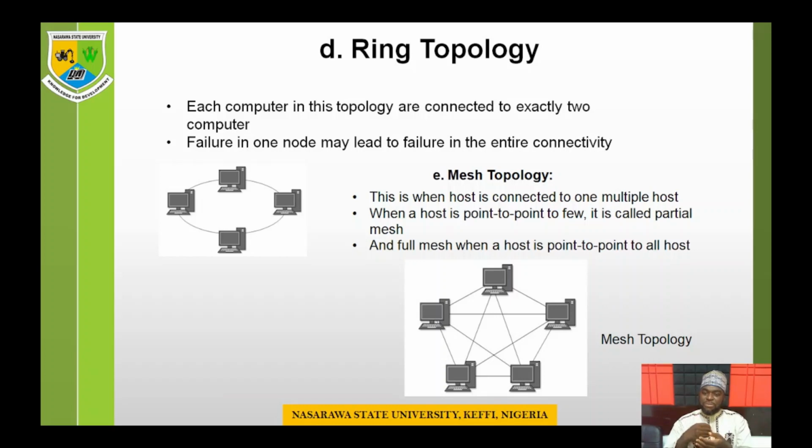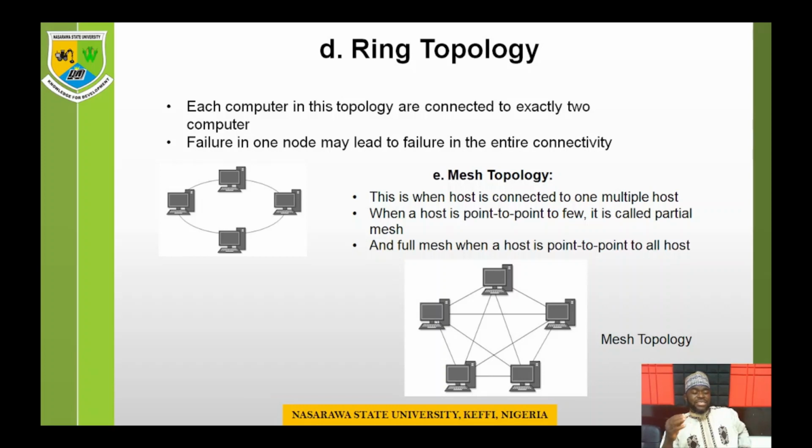Then we have the mesh topology. This is when a host is connected to multiple hosts. When a host is point to point to a few, it is called partial. And when it is a full mesh, the host is point to all. So in a mesh topology, we have two different types: the full mesh topology and the partial mesh topology.